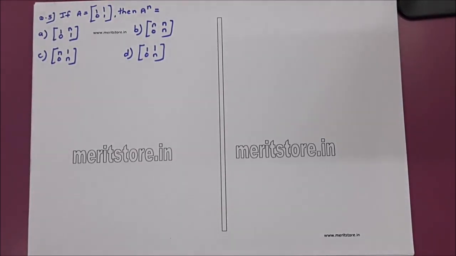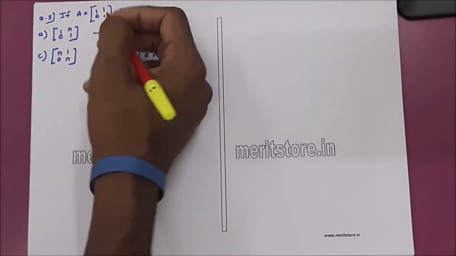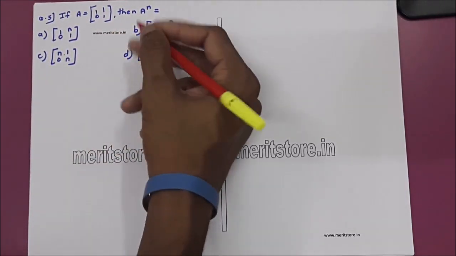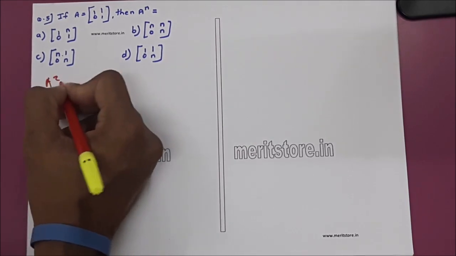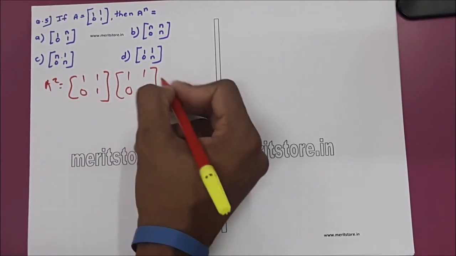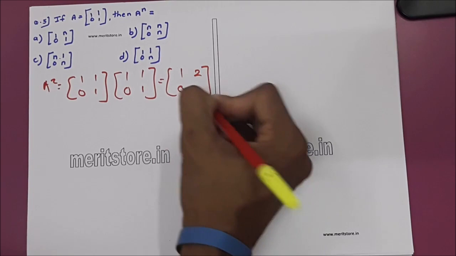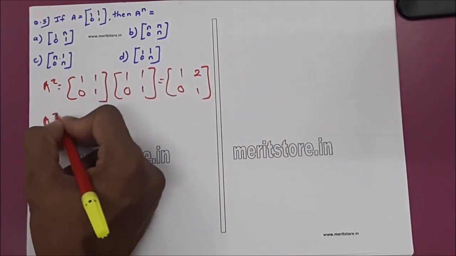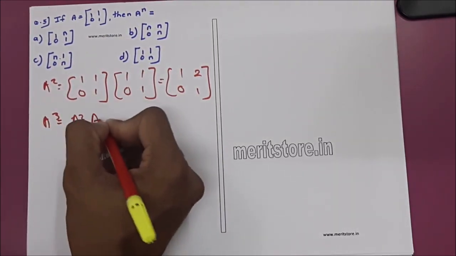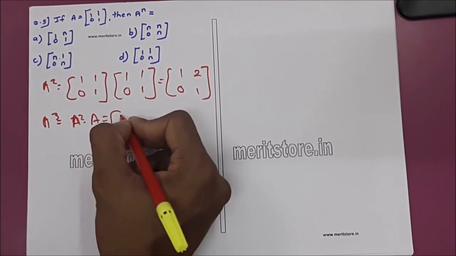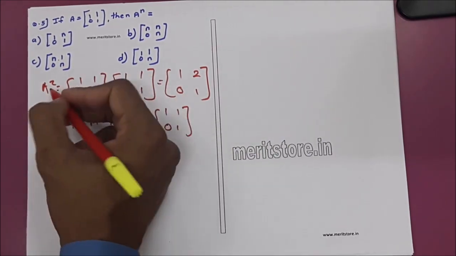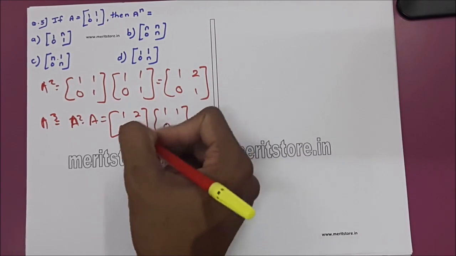Question 5. If A is equal to the matrix [1, 0; 1, 1], then A raised to n is equal to? We have four options: A, B, C and D. So we solve for A square, that is [1, 0; 1, 1] into [1, 0; 1, 1]. We get [1, 0; 2, 1]. And for A cube, we solve A square into A, that is [1, 0; 2, 1] into [1, 0; 1, 1]. We substitute the value of A square in this.